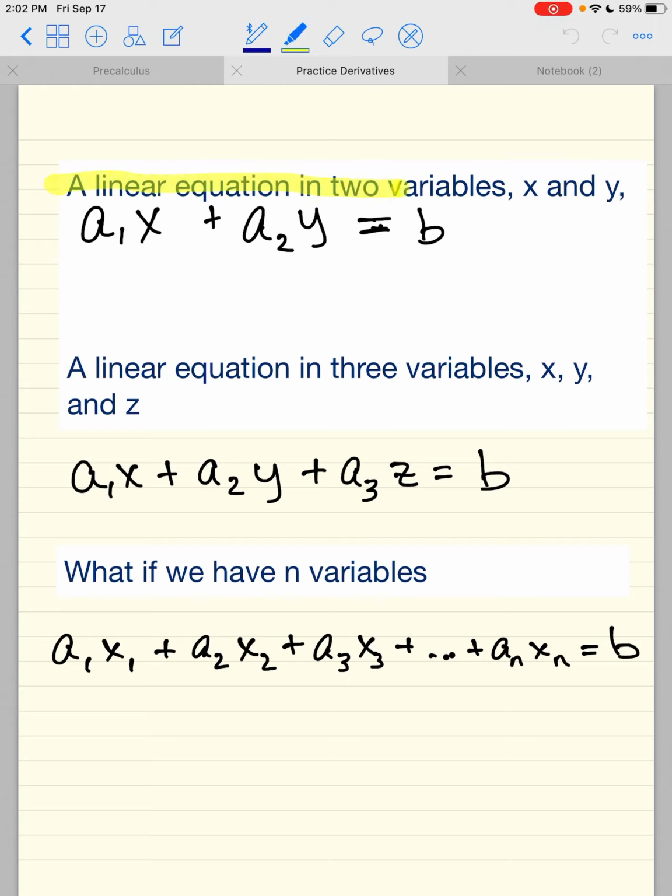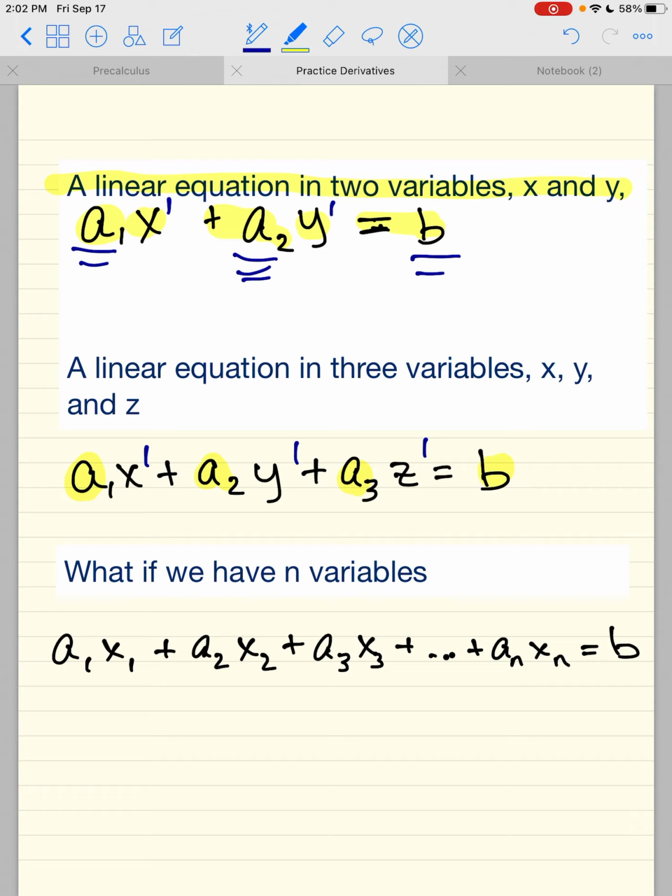A linear equation in two variables, x and y, can be written as a1x plus a2y equals b. Now, what you'll notice here is that x and y are both to the first power. We also want to note that a1, a2, and b are constants, okay? The second thing, a linear equation in three variables can be represented by x, y, and z, and some of you have already seen this. Once again, x is to the first, y is to the first, z is to the first, and a1, a2, a3, and b are constants.